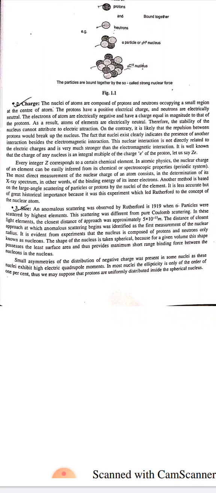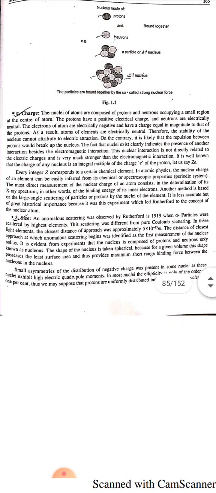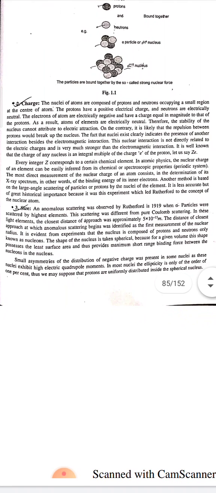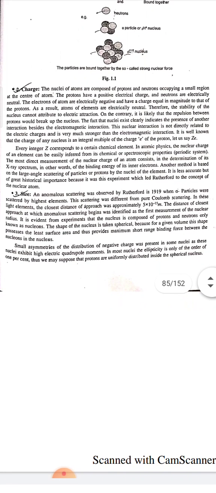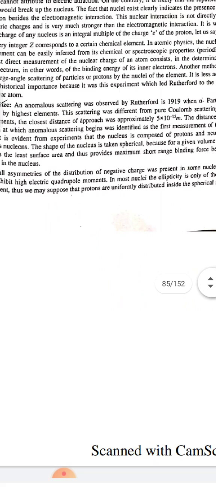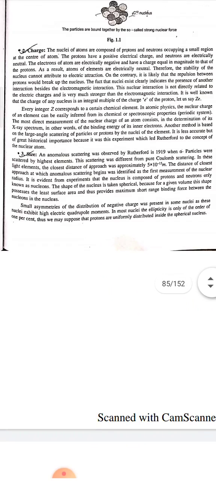The shape of the nucleus is taken as spherical because for a given volume, this shape possesses the least surface area and thus provides the maximum short range binding force between the nucleons in the nucleus. Small asymmetries in the distribution of charge are present in some nuclei, as they exhibit a high electric quadrupole moment. In most nuclei, the ellipticity is only of the order of 1%. Thus, we may suppose that the protons are uniformly distributed inside the spherical nucleus. The shape of the nucleus is spherical in nature, that you have to remember. Okay.